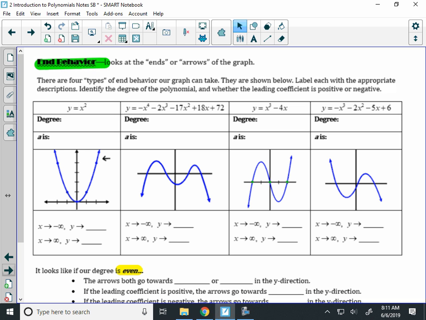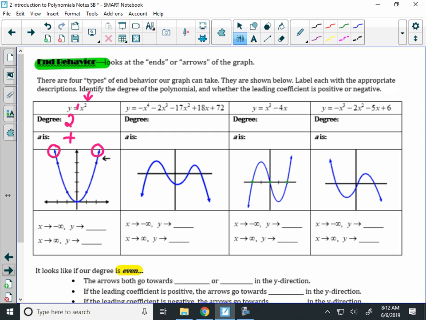All right, so when I'm looking here, I have the first polynomial, which is y equals x squared. The degree of this polynomial, the highest exponent, is 2, so we call that quadratic. Now A is the leading coefficient, the number in front of the x squared. Here it's 1. Well, that number 1 is positive. It's a positive x squared, so that's why my graph is opening up. When I look at the arrows of my graph on the end, they're both pointing up.